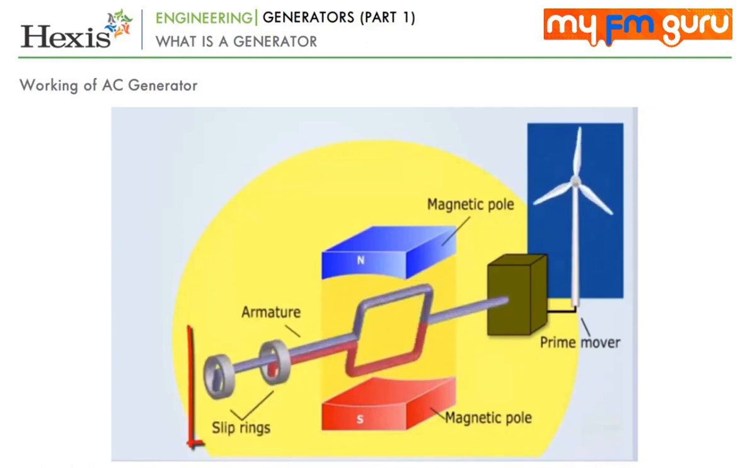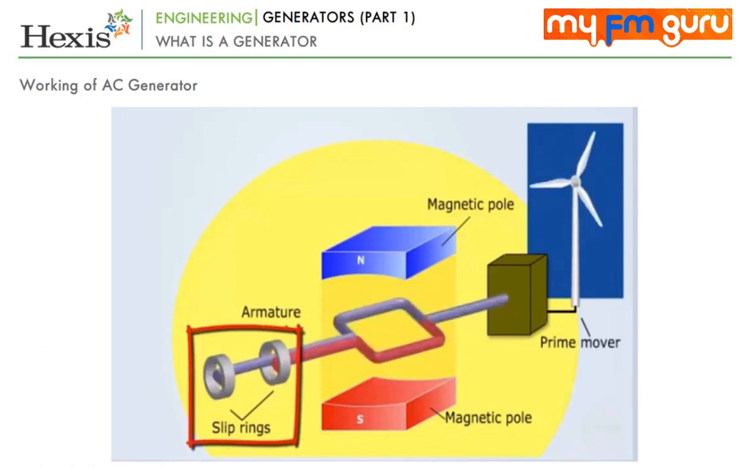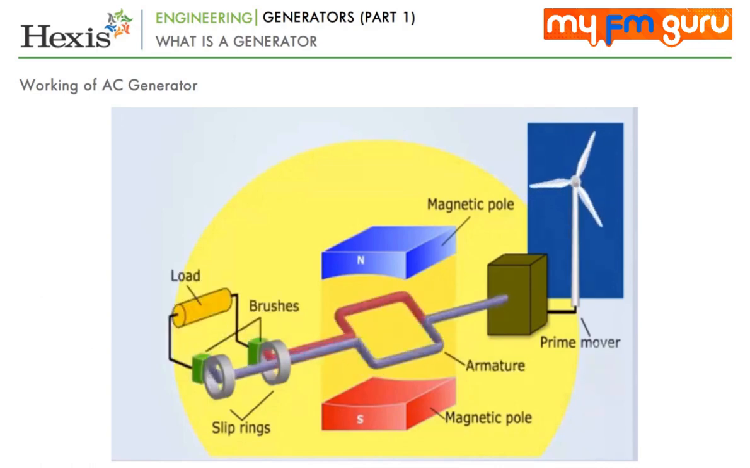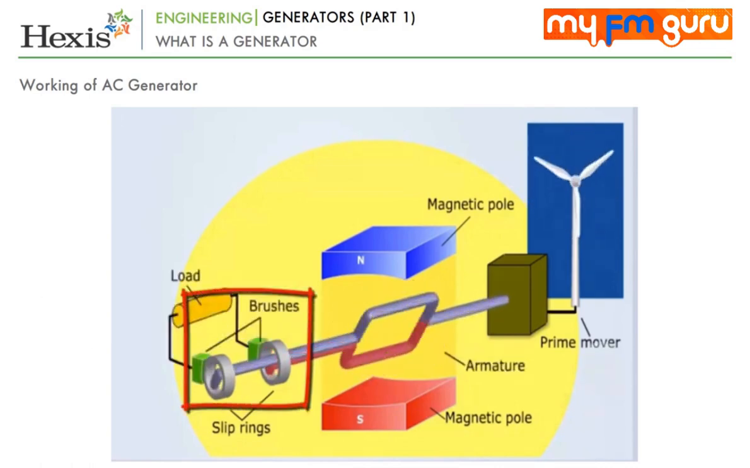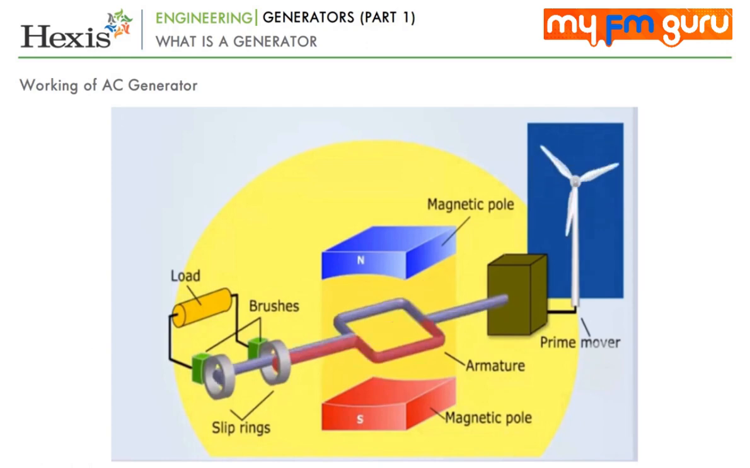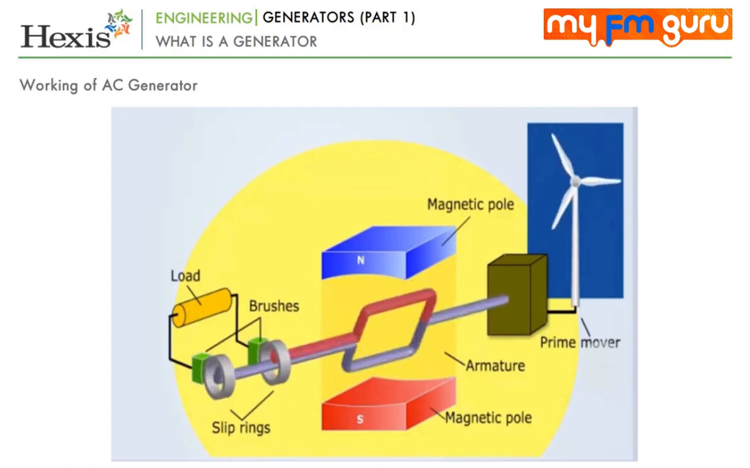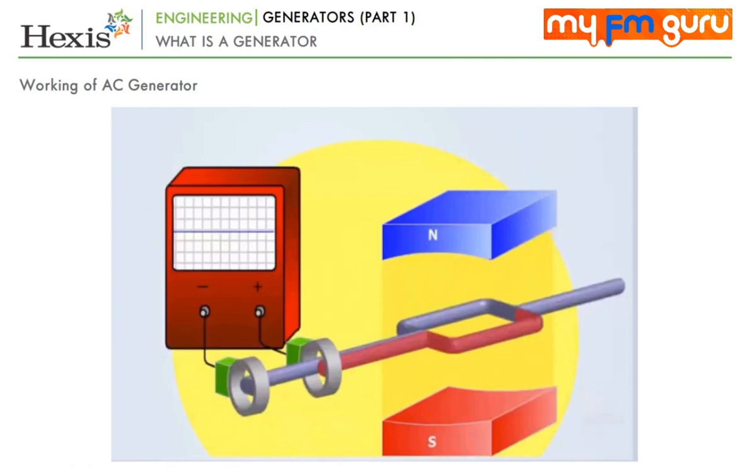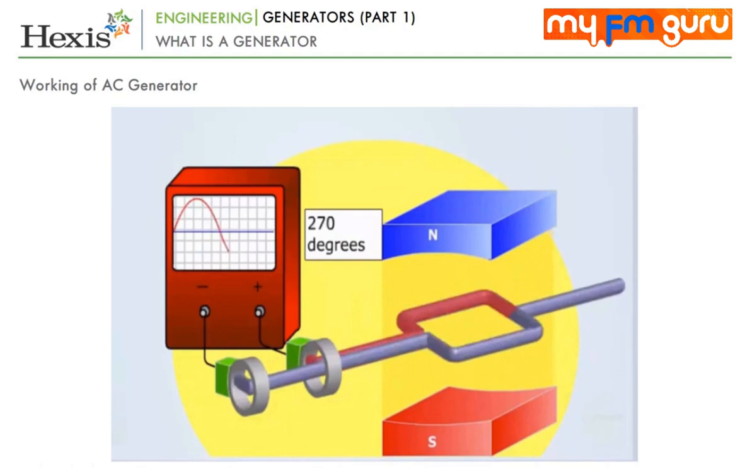The end of the rotor is connected to slip rings which also rotate with the rotor. By the construction, carbon brushes are mounted on the slip rings. So, with the slip ring rotation, brushes ride against the slip ring. The generated voltage appears across these brushes and causes current to flow through the load.